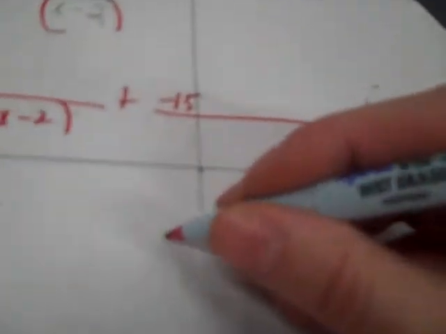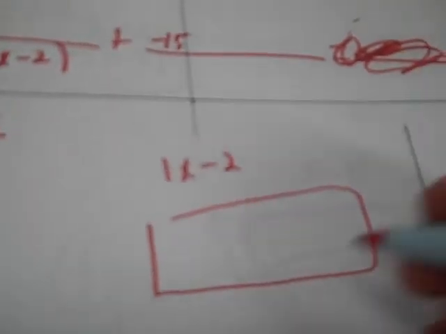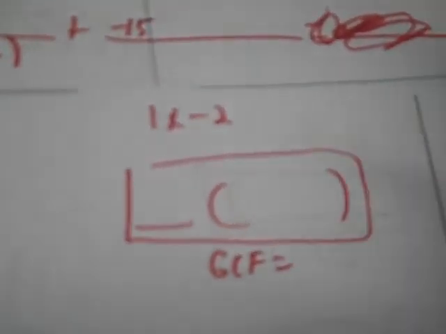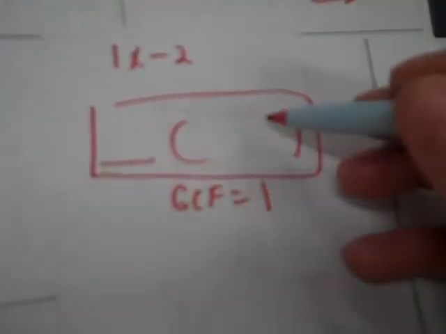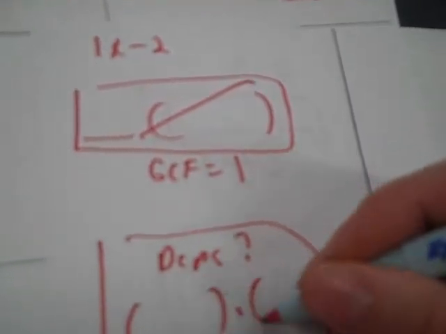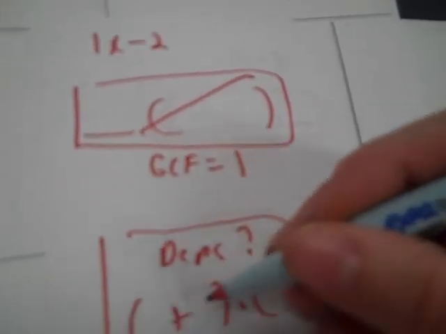Okay, then I got the 1x minus 2, x minus 2. Okay, so the greatest common factor, that's just a 1, okay? So don't do it. Then difference of perfect squares, well, you got a minus, but the x isn't to the second power, so we don't do that.